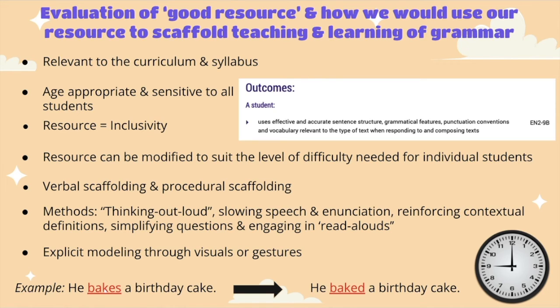We would use this resource to scaffold teaching and learning of grammar, both verbally and procedurally, modelling methods like thinking aloud, slowing our speech and enunciation, and simplifying questions. The Roll a Row resource would be used to produce procedural scaffolding by providing explicit modelling through visuals or gestures. The table in the resource is clear and easy to both read and use. We as teachers would roll the dice and give an example of a rewritten sentence to demonstrate how the resource is to be used correctly and how to change a sentence to make it past, present, or future tense.